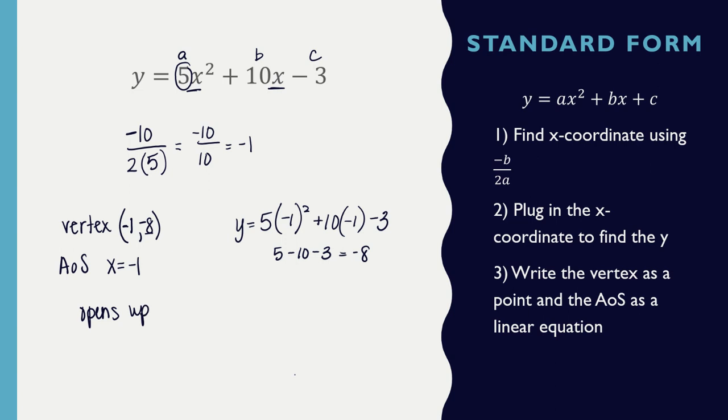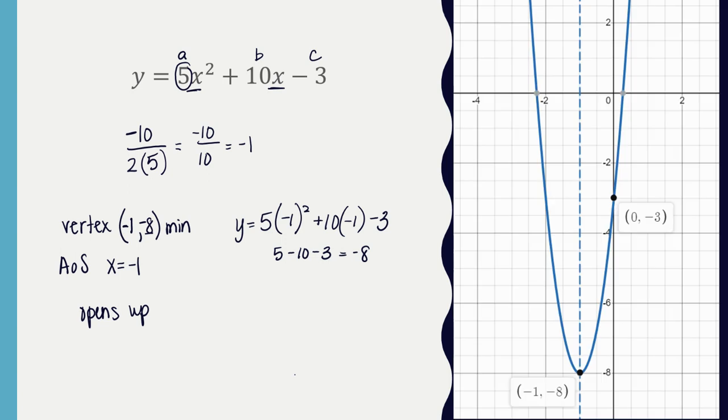So this vertex would be located at a minimum. It's going to be the bottommost point. Therefore, it's going to be a minimum on the graph. Let me show you what that looks like. So here's the graph. You can see that our vertex is at -1, -8, and it's also a minimum because it's the bottom point, right?